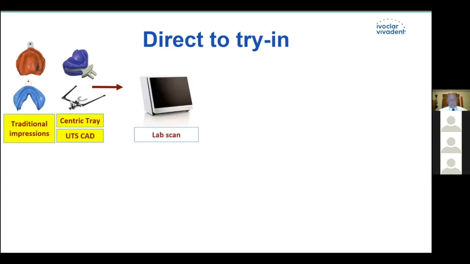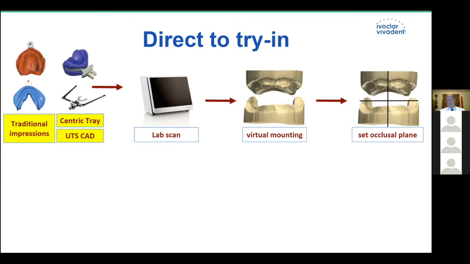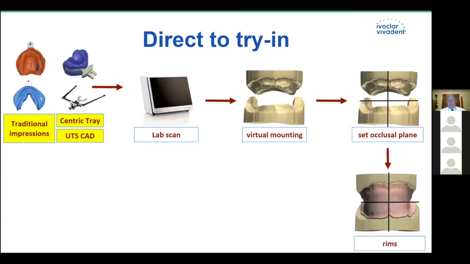So we do a laboratory scan, and we bring in the casts in a relationship according to the Centric Tray jaw record. Now we have our virtual mounting. We use the UTS values, the information I get from this little device, to help us select an occlusal plane and to provide us some information for that occlusal plane so that we can use it to help guide the positioning of rims. Well, this is how we started.